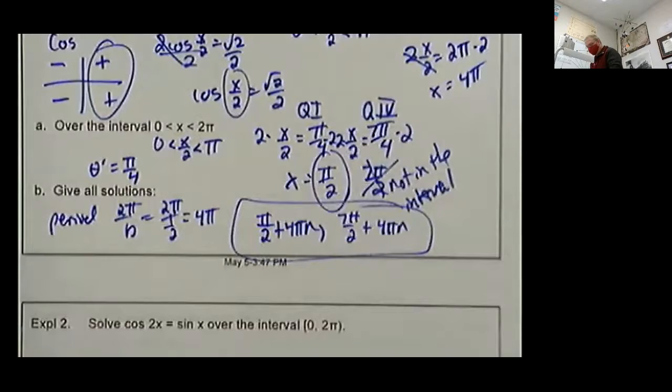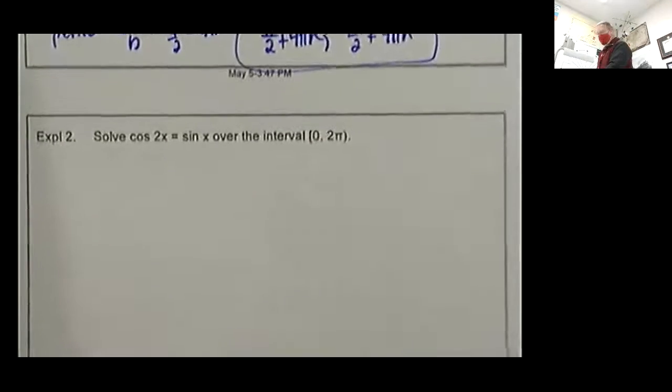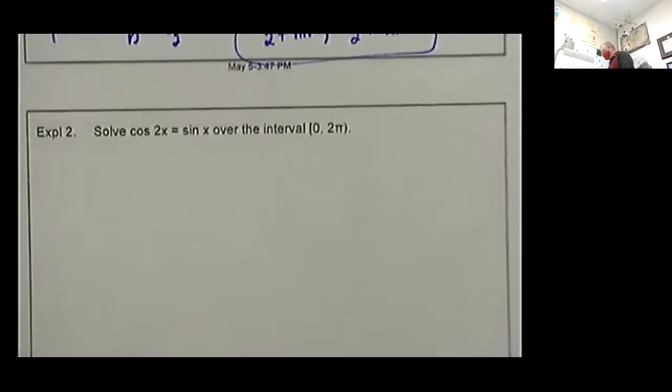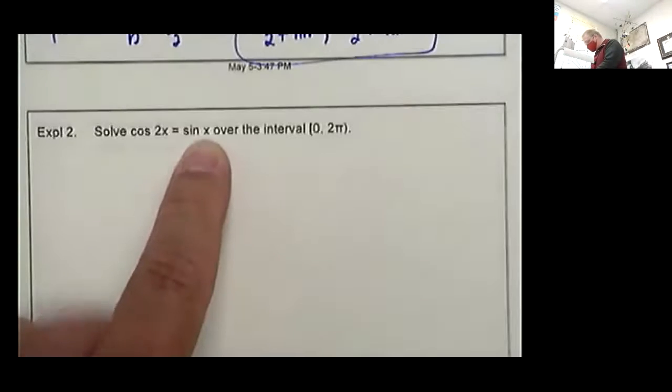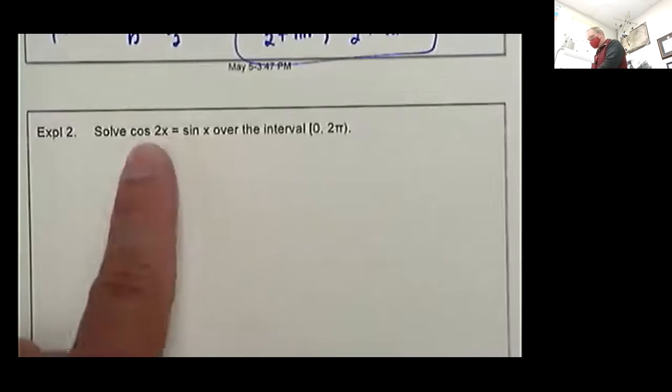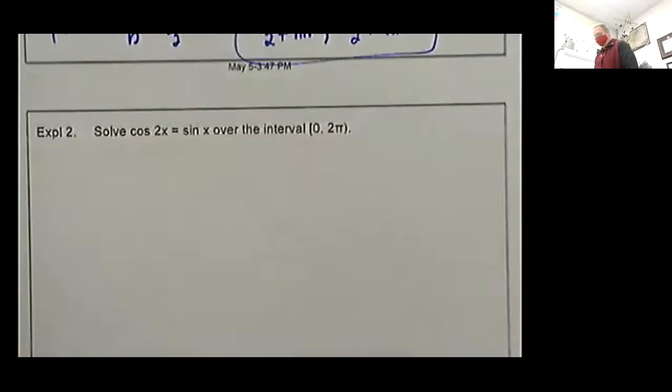Example 2, we're going to solve, using a double angle, cosine of 2x equals sine x over the interval 0 to 2 pi. So we don't want a double angle, so we're going to check our pink sheet identities and see what we have going on. If we check there, we're going to see there's actually a sine version. So we're going to replace the cosine of 2x with an identity.